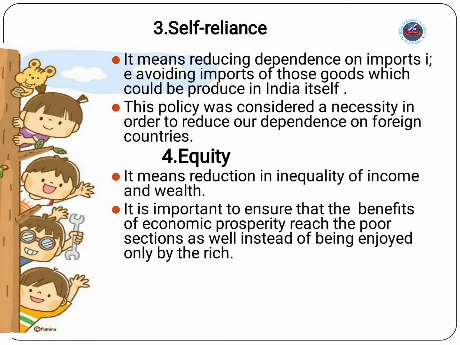Therefore, it is important to ensure that the benefits of economic prosperity reach the poorer sections as well, instead of being enjoyed only by the rich. So, in addition to growth, modernization, and self-reliance, equity is important. Every Indian should be able to meet his or her basic needs such as food, a decent house, education, and healthcare. And inequality in the distribution of wealth should be reduced. So that is the fourth goal of the 5-year plan, that is, to have equity.